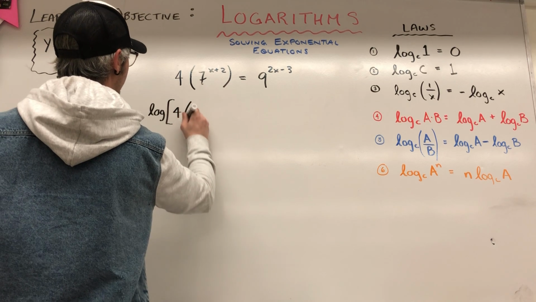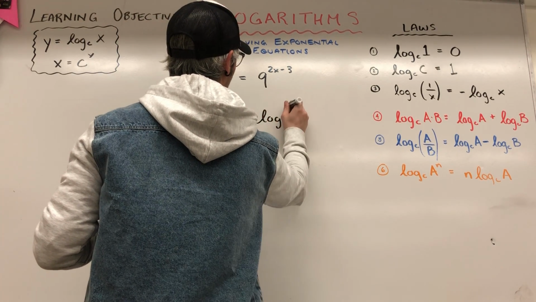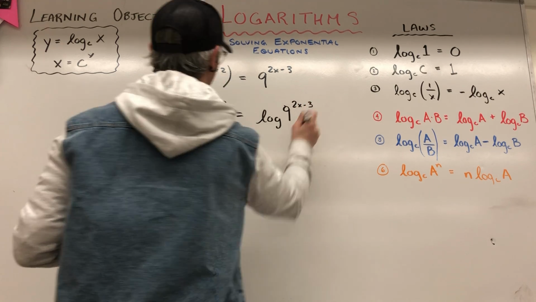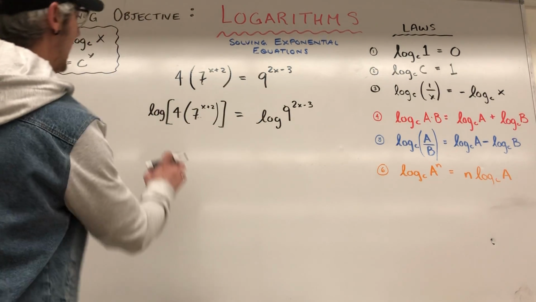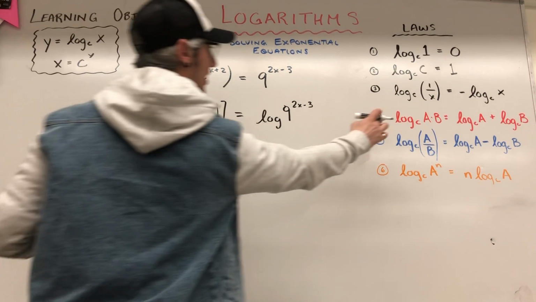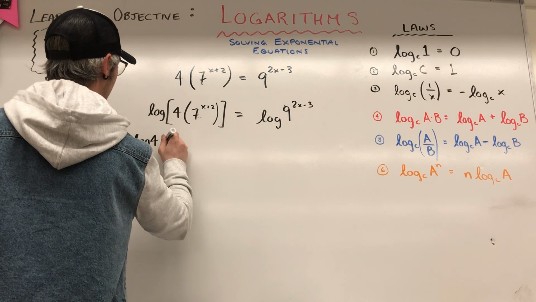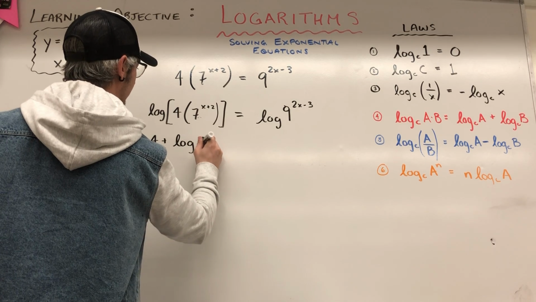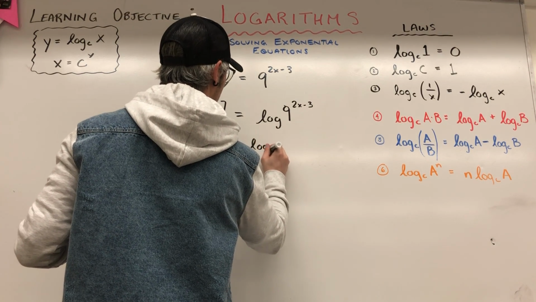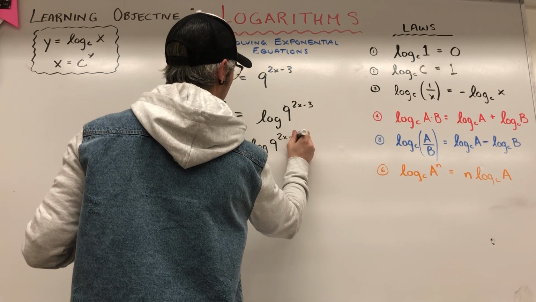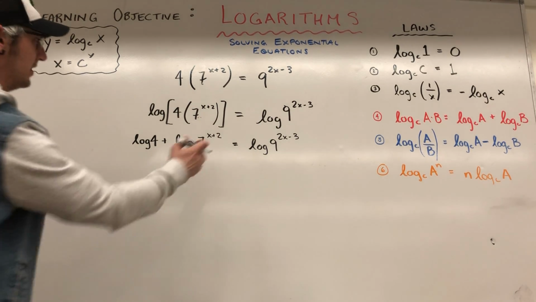Okay, log of 4 times 7 to the x plus 2 is equal to log of 9 to the 2x minus 3. Now I could have done the division and used this law on the other side, but I'm just going to use this law up here. So I have log of a times b, so I can rewrite that as log 4 plus log 7 to the x plus 2, and that's equal to log of 9 to the 2x minus 3.